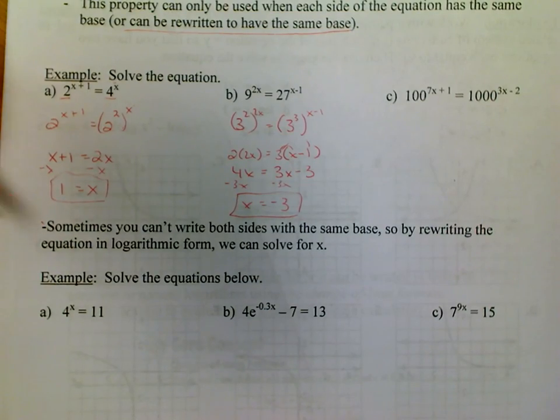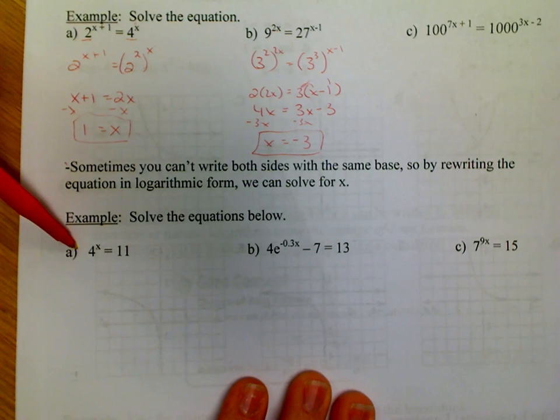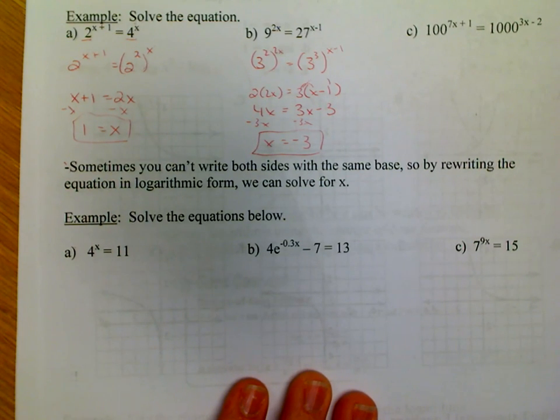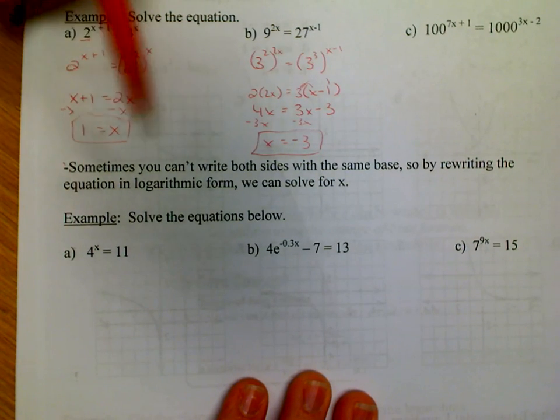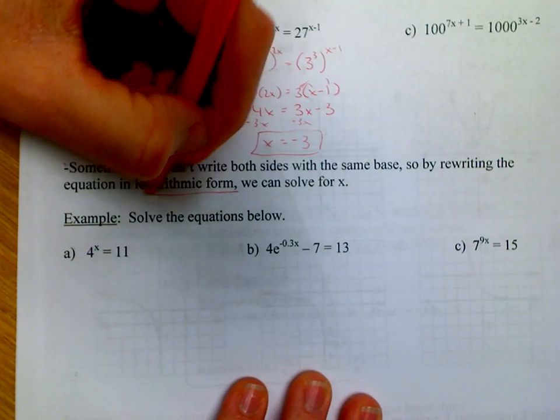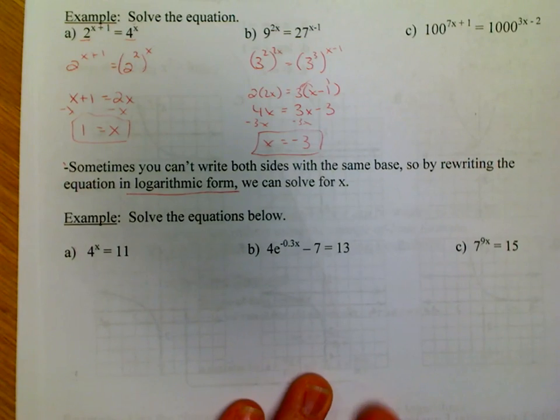Sometimes, though, you're not going to be able to do that. If you look down here, for example, an example way down here, 4 to the x equals 11. Well, even I don't know just offhand how to write 11 as 4 to some power. You can tell it's not going to be a whole number. So sometimes this method doesn't work. So if that method doesn't work, you can solve by rewriting in log form, and you'll be able to solve for x. And this is kind of what we did in our zombie activity, to be able to solve for how many days it would take before the whole world was infected. This is the method we used, okay?